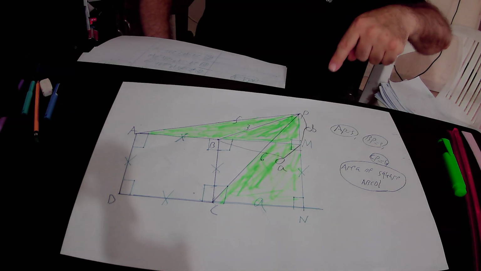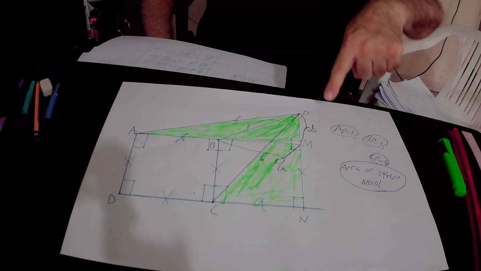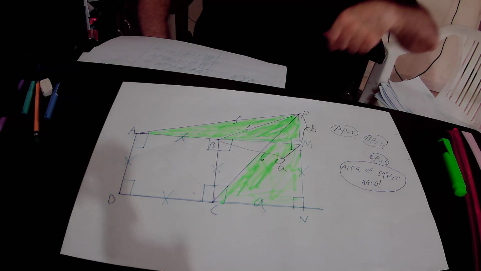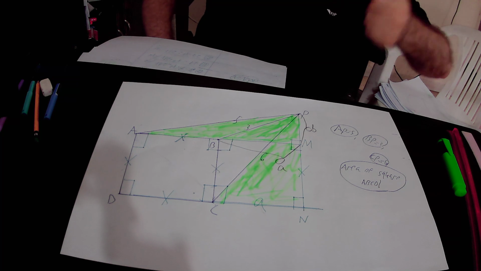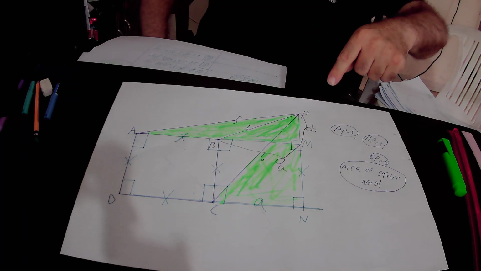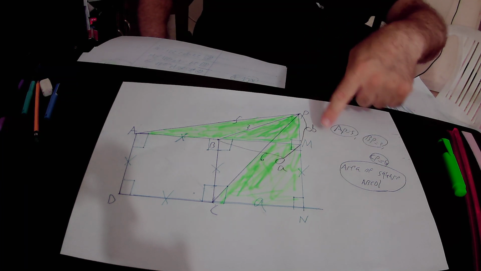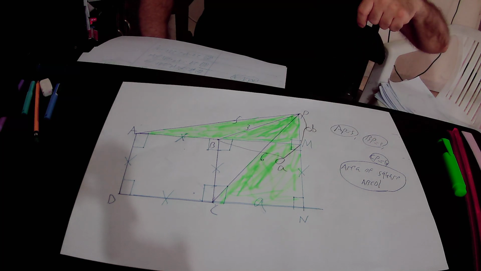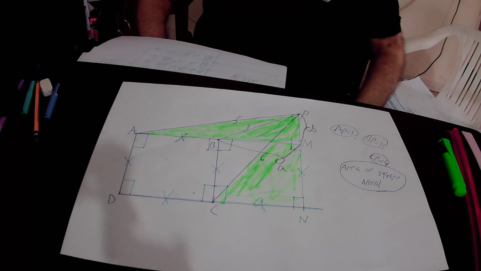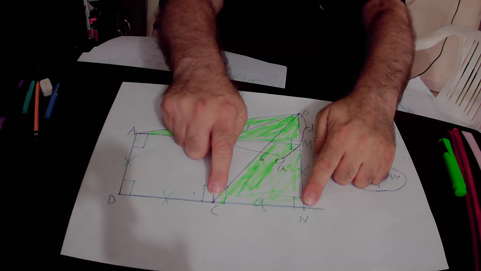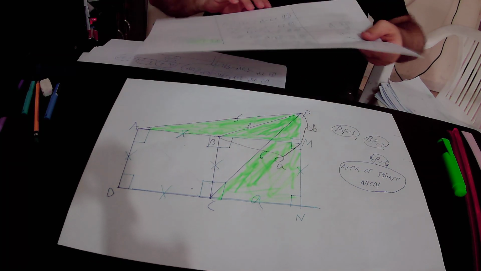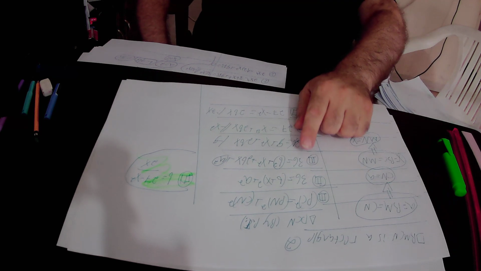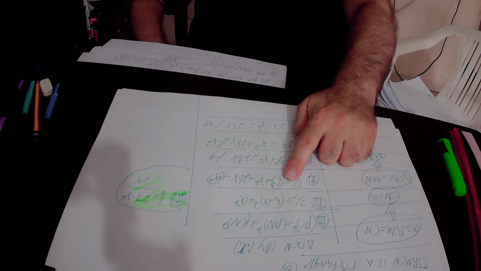According to the Pythagoras theorem, PC squared equals PN squared plus CN squared. PC equals 6, therefore PC squared is 6 squared, that is 36. And it is equal to PN squared. PN equals B plus X, therefore PN squared is (B plus X) squared, plus CN squared. CN is A, so CN squared is A squared. So in conclusion, according to equation number 3, 36 equals (B plus X) squared plus A squared.